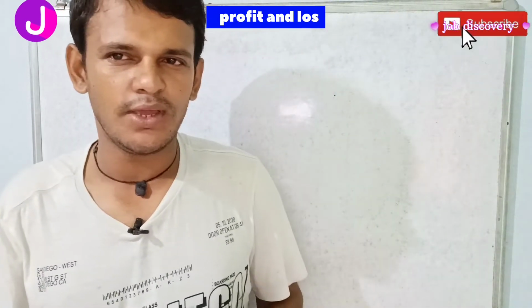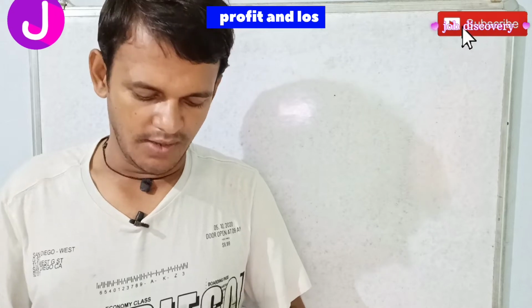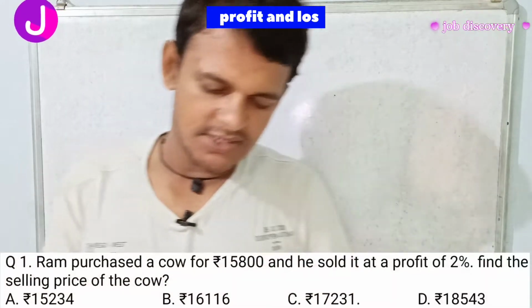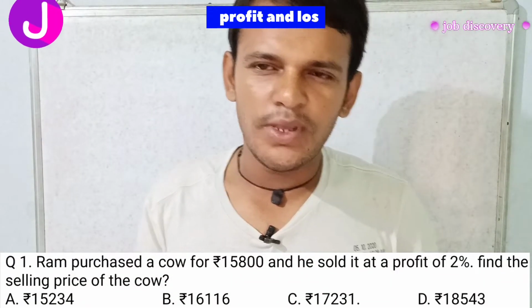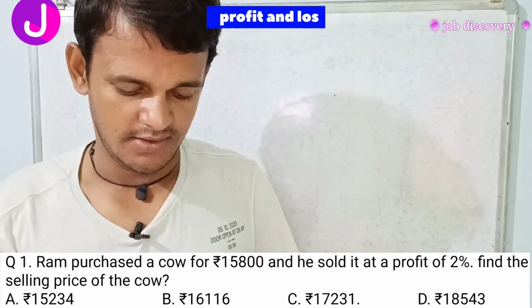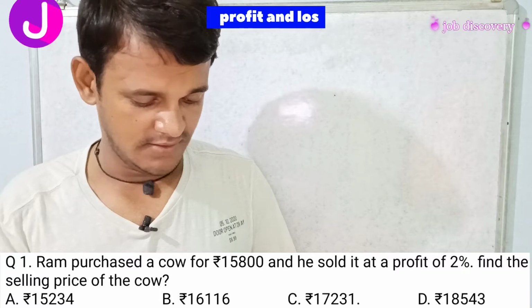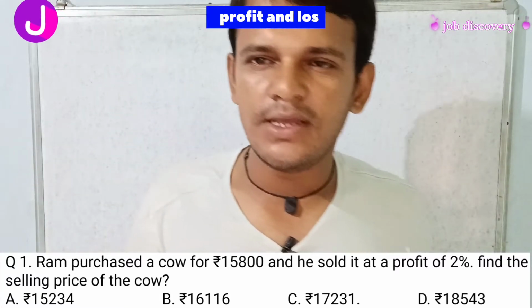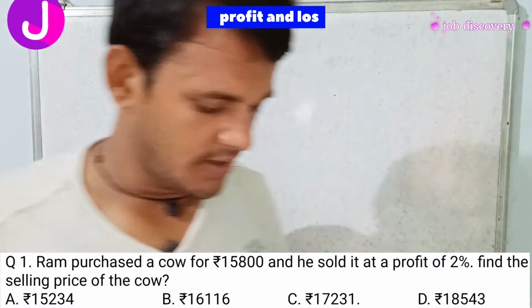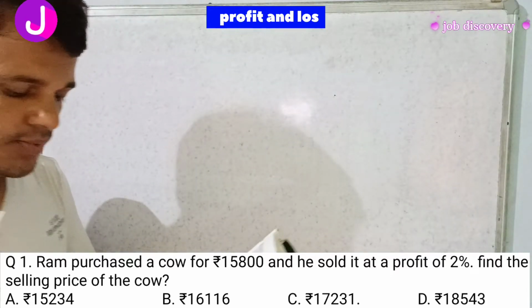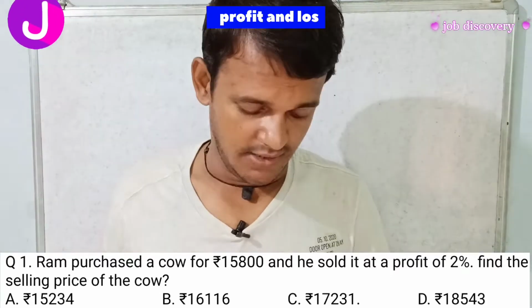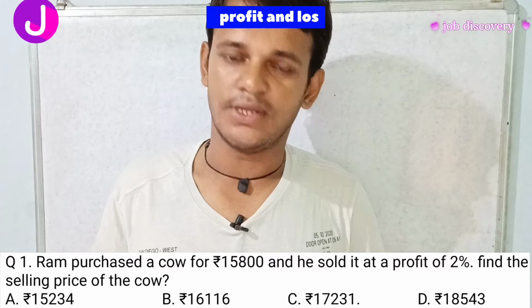The topic we are going to look at today is profit and loss. Friends, today question number 1 is: Ram purchased a cow for rupees 15,800 and he sold it at a profit of 2%. Find the selling price of the cow. Ram purchased a cow for rupees 15,800. There are 4 options given.